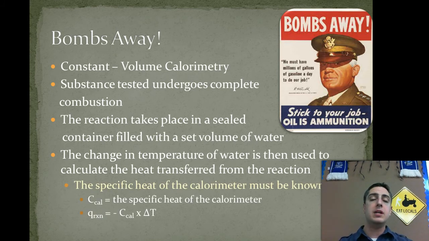The one thing with bomb calorimeters is you have to know the specific heat of the calorimeter to be able to use it. So we get this thing called the big C cal, which is the specific heat of the calorimeter. So you have to change the formula a little bit. The Q of the reaction now is equal to negative C cal times delta T. And that's because you have to account for the fact that the calorimeter itself is going to absorb some of that heat energy, and you have to account for that with the specific heat.